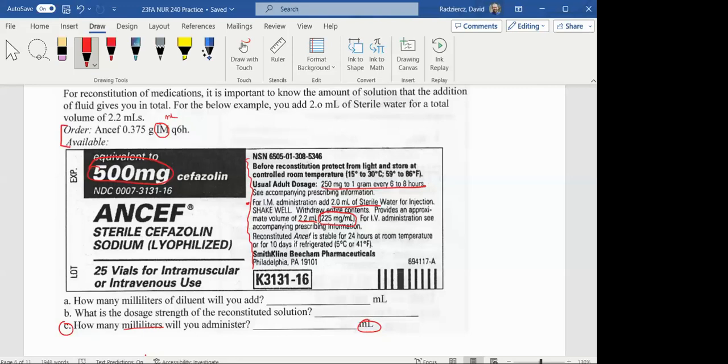So then I would just solve it like you've been solving these things for what feels like forever. 375 milligrams, my order, over my available, times my quantity. And then you're going to get an answer of, rounded, 1.7 milliliters.